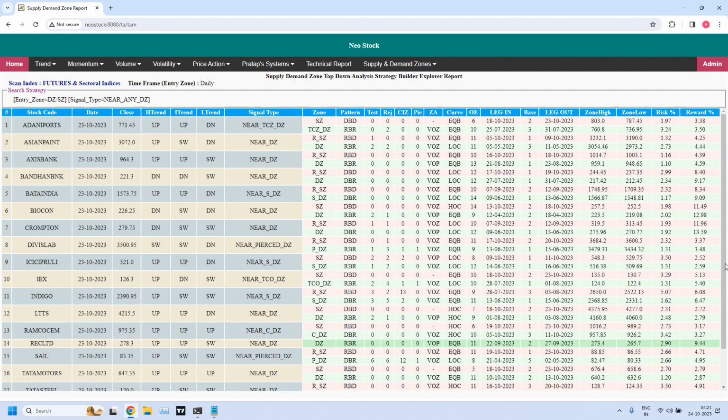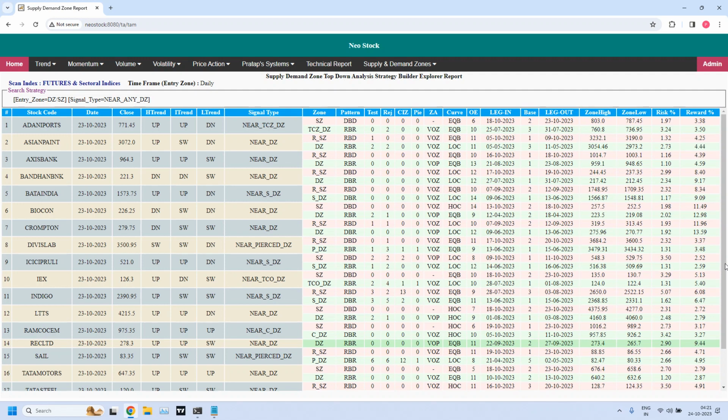One point you should observe, this algorithm is a very strict algorithm. Today is such a red market, that means a bearish market. Still, these demand zones might have resisted. Price didn't reach because this algorithm is very strict.